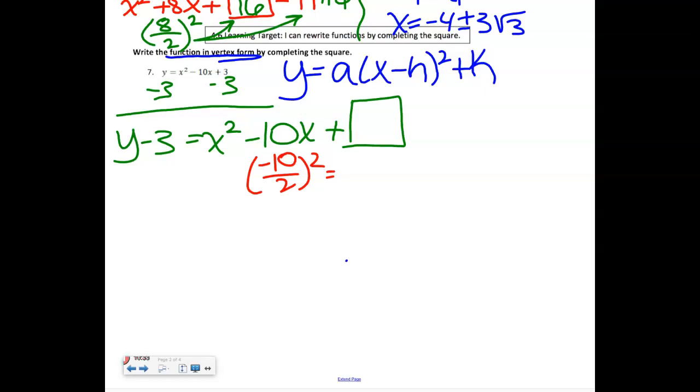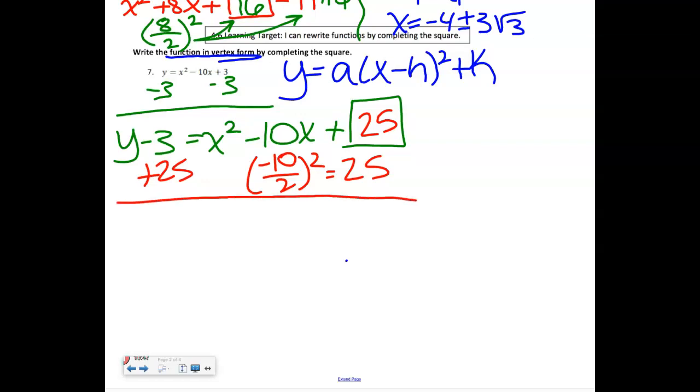Positive 25, positive 25. Yep. So it's always going to be positive, and if I put 25 here, I've got to do it to the other side. Okay. Now that we completed the square, we're ready to start writing it into this form.